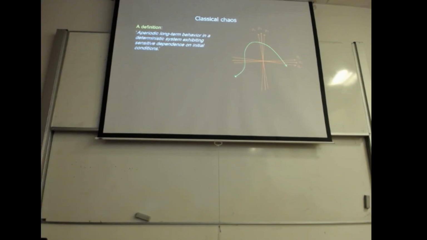Aperiodic, so it's non-periodic, long-term behavior in a fully deterministic system, right? We know the equations exactly, exhibiting sensitive dependence on initial conditions. So initial conditions, you perturb them a little bit, you get aperiodic behavior, and it's very sensitive to that. That is, I think, how you can view chaos.